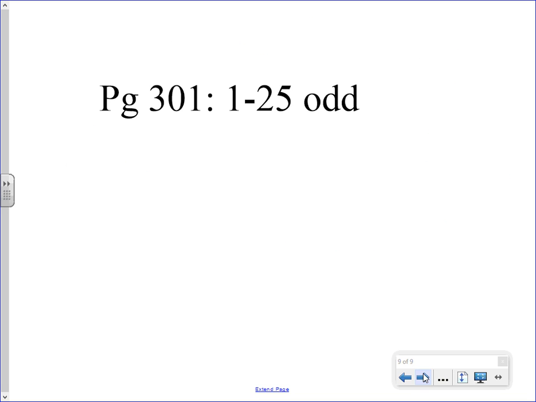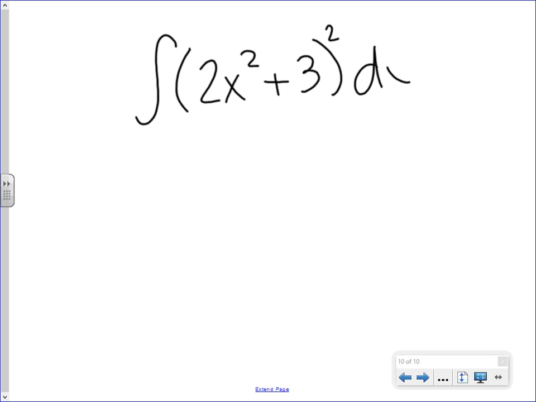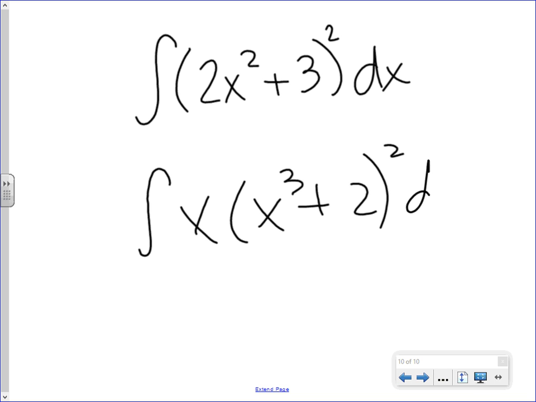Okay? Now, I want to give you a topic for discussion. I have two antiderivatives here, both involving composition. Talk with your pod. Can we use u substitution on either of these? Talk.